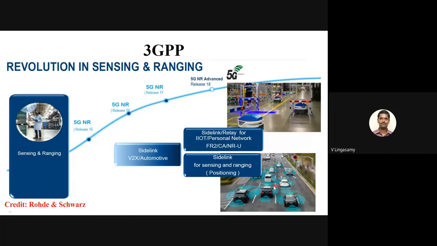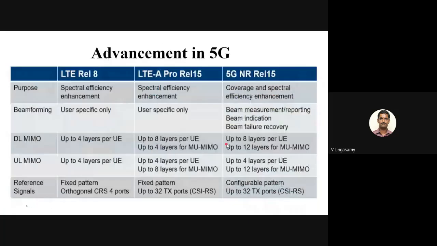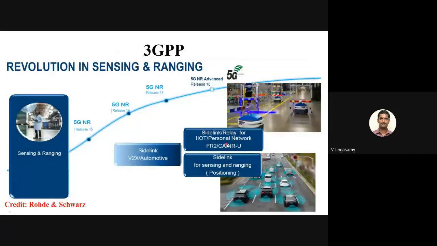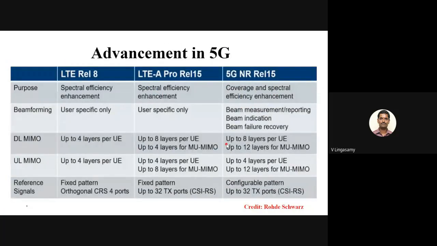Sensing the cars, and then ranging, and how much coverage range it can provide, that is what is discussed over here. Okay, and if you see in terms of advancement of 5G, you can see that in release 18, LTE release 18, each release will have some work item. UE specific only, like 4 layer per UE, like that it was there.